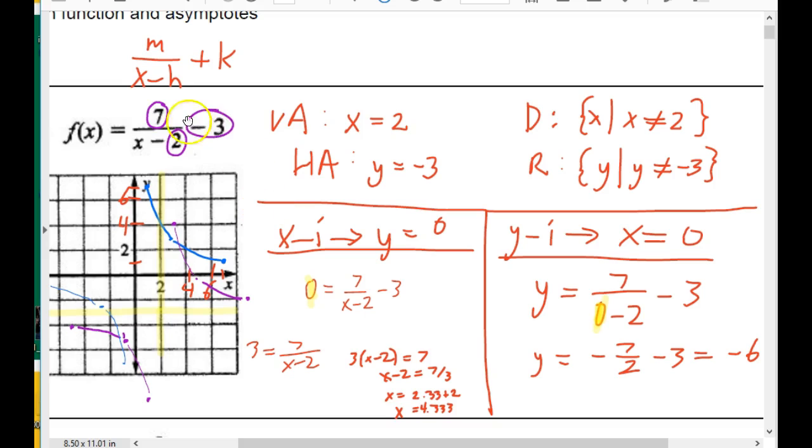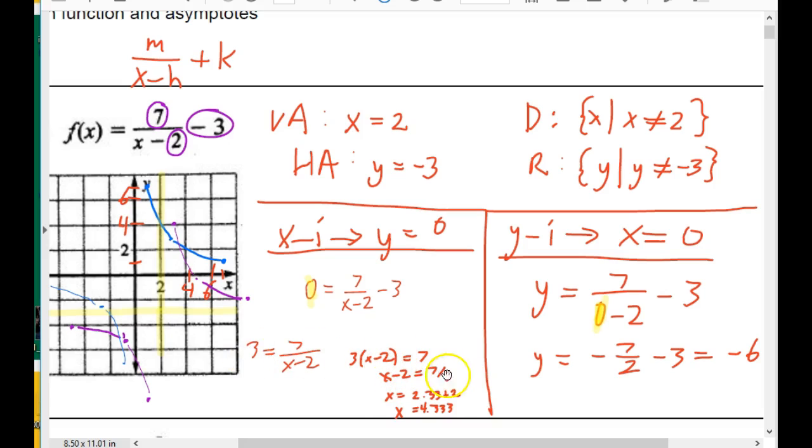Okay? So I'm going to take this equation here, where y equals 7 divided by x minus 2, minus 3. And I'm going to plug in y equals 0 to find the x-intercept. So I put in y equals 0 here, and then I'm going to do algebra and find out what x equals in this case. First I'm going to add 3 to both sides, and then I get 3 equals 7 divided by x minus 2. Then I'm going to cross multiply, and the x minus 2 is going to come up here. There's nothing here to bring up, so it's going to be 3 times x minus 2 equals 7.